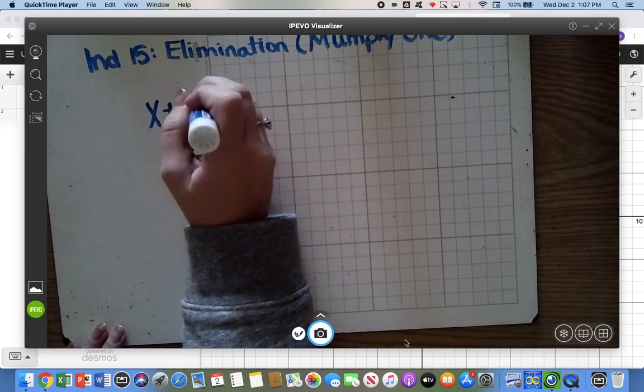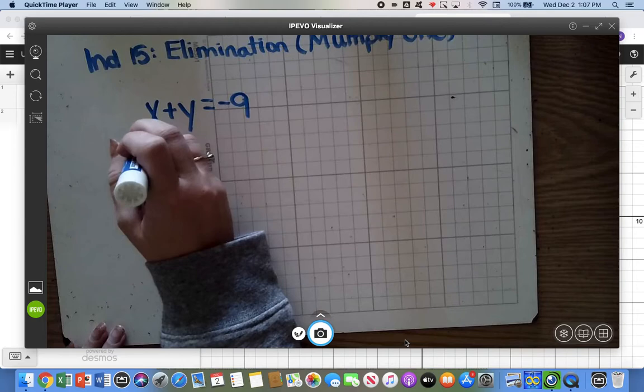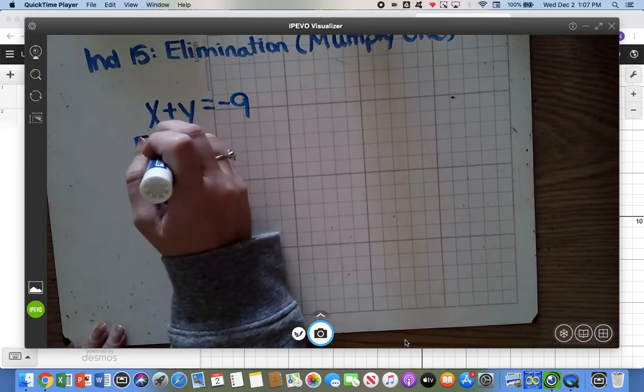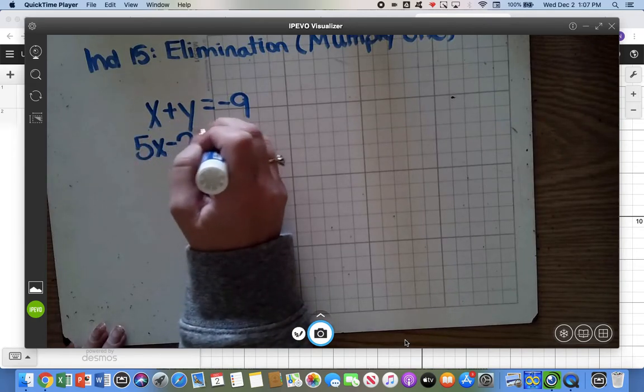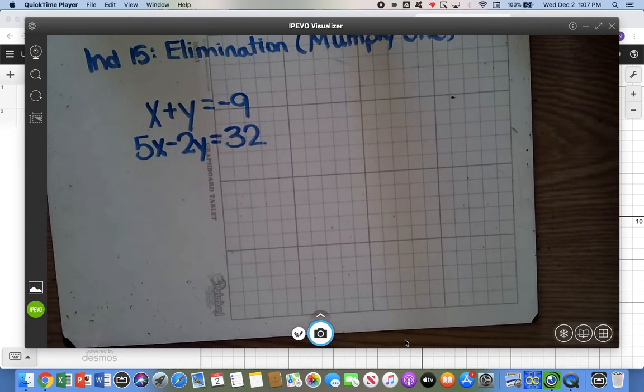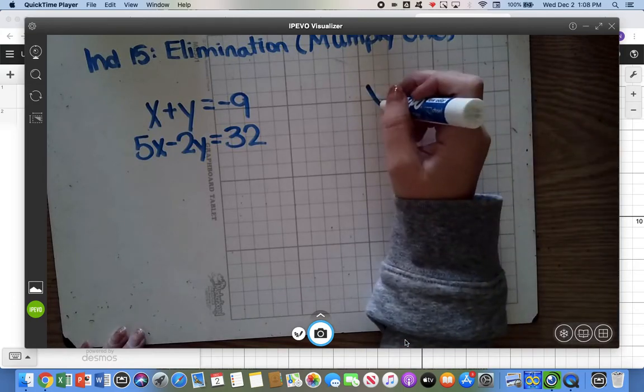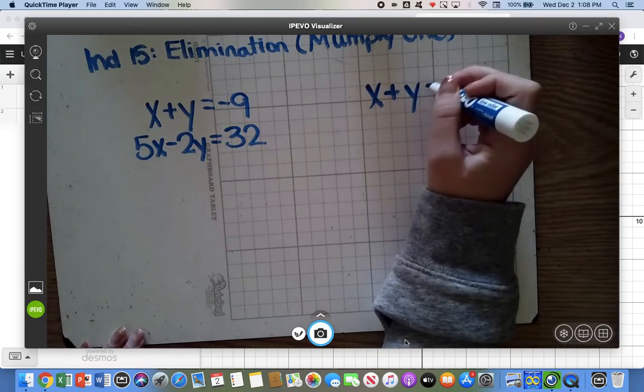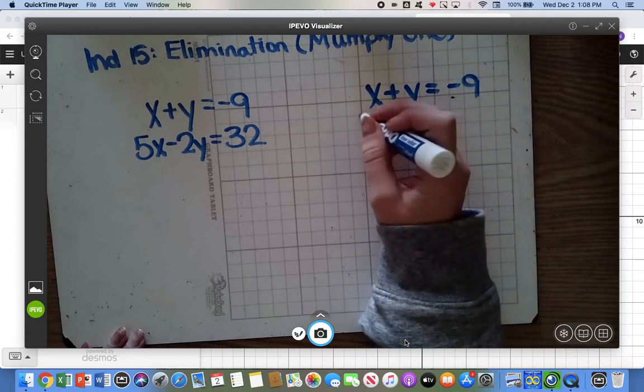x plus y equals negative 9. 5x minus 2y equals 32. Okay, on this one, you actually have 2 different ways that you could do this problem, and I'm going to actually show you both ways here.